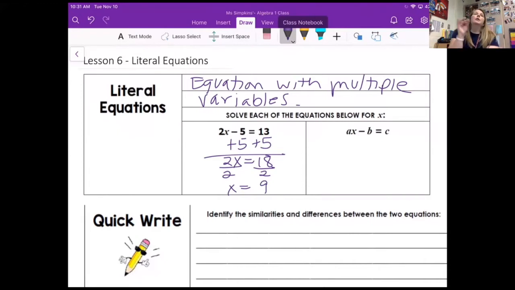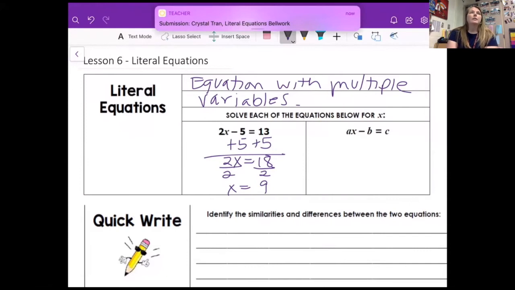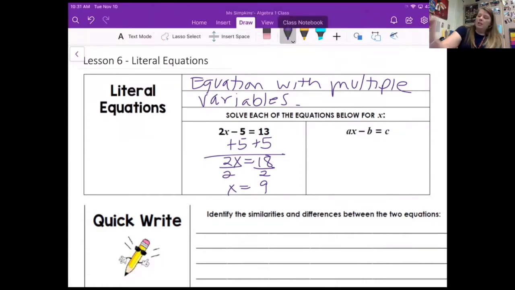We are also going to solve that other equation for x, meaning we're going to get x by itself. Looking at what we just did, what do you think would be the first step in getting x by itself? Yeah, adding b, right? In the first equation we added 5 because that's what was being subtracted. So in this equation, b is being subtracted, so we're going to add b. On the left-hand side, my b's cancel and I'm left with just ax.